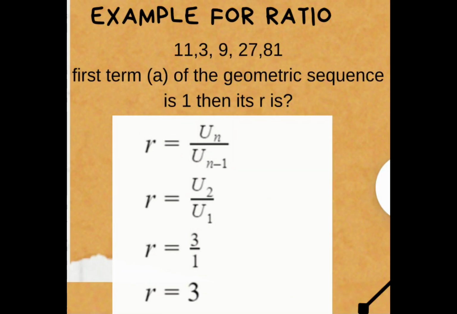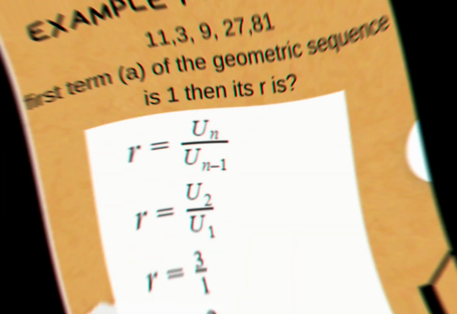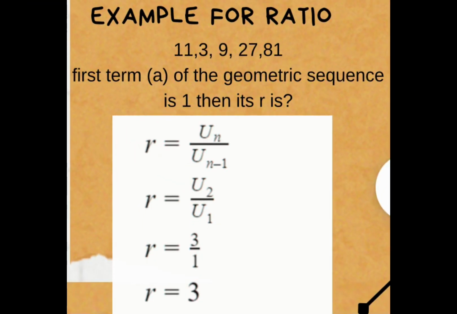So, an example for ratio: 1, 3, 9, 27, and 81. The first term a of the geometry sequence is 1, what is its r? So the question asks about the ratio.